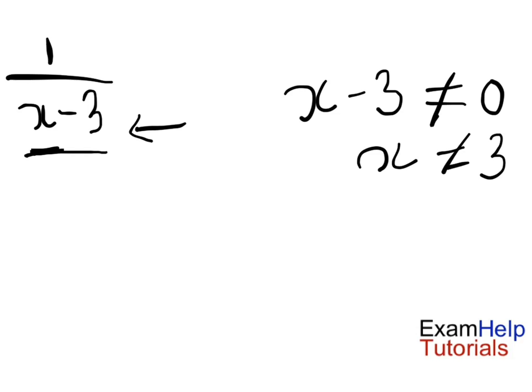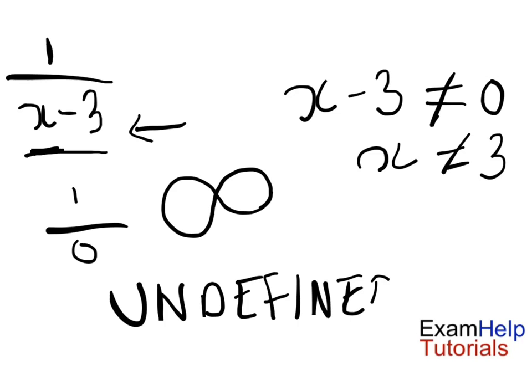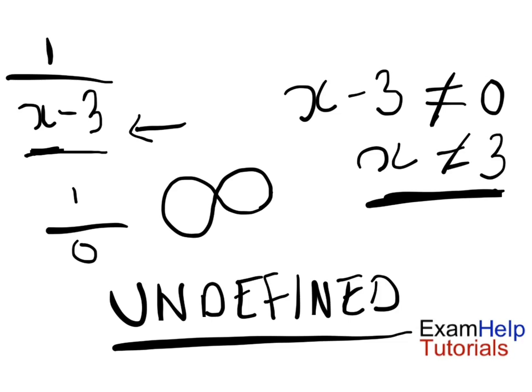So why is this the case? It's just because if we had 1 over 0, this would be infinity, and this would therefore be undefined. So then we call it undefined, which isn't good. So basically, in this case, x cannot equal 3, so that we don't have this going on here. So what I'm going to do with this 1 over x minus 3, I'll draw that out again.